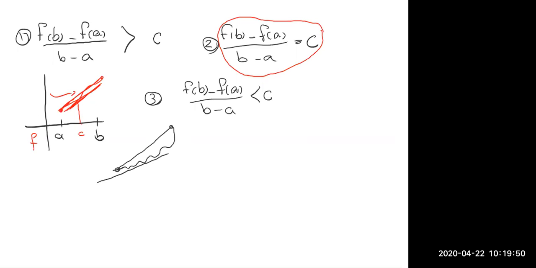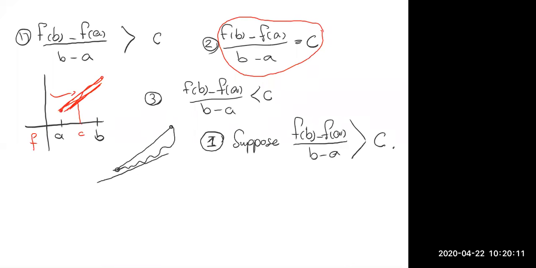Let's consider one of them. Let's consider the first case. The other cases are similar. Let's just prove it in the first case. So suppose this case happens: f of b minus f of a over b minus a is larger than C. Okay, what can we do now? How can I show there exists a point x naught such that f prime of x naught equals C? Does anyone know the answer?